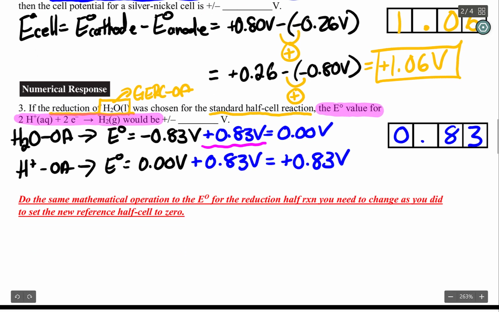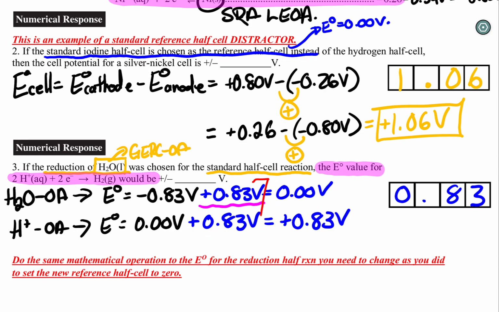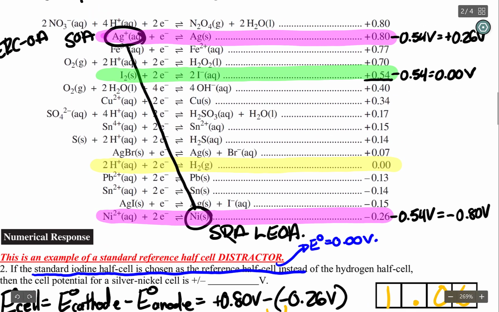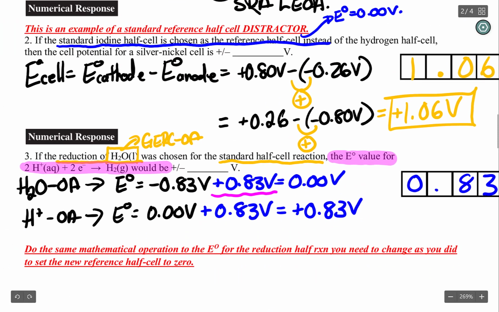So just keep this in mind. You always want to do the same mathematical operation to the electric potential for the reduction half reaction you need to change as to set the new reference half cell to 0. So in this question, we had to add positive 0.83 to everything. In our previous question, if we wanted to solve it mathematically, we had to subtract 0.54 away from everything. This was the same mathematical operation we did to set it to 0. And as long as we do that, we will always get the correct answer.